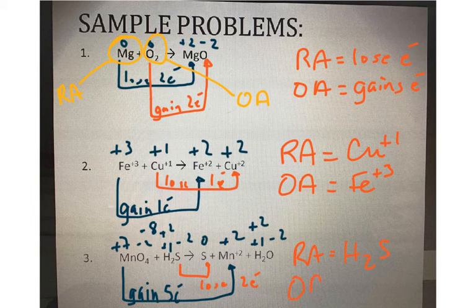Your oxidizing agent is the one that gains electrons, and that's going to be your MnO4-. Now make sure you understand this concept because it's the building block for balancing, which is our next lesson. Contact me if you need any help.